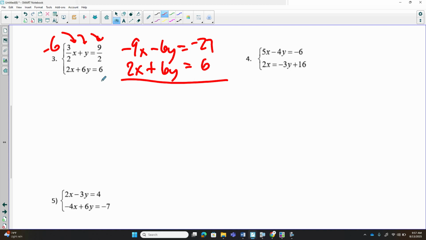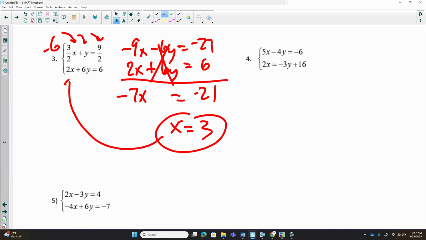All right? Now, you go ahead and put this together. I get -7x. The y's cancel out. I get -21. Divide by -7. X is equal to 3. Again, you have a choice here. You can do a double elimination, or you can just take the 3 and plug it back in. All right, so then you would have gotten y equals 0, so 3, 0 was the solution to this one.